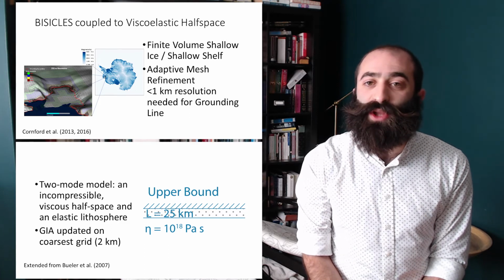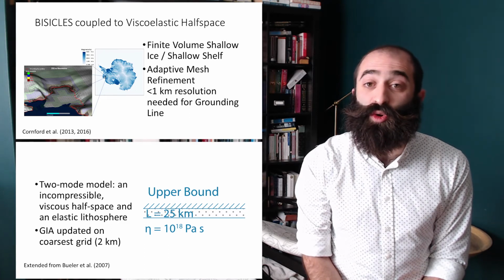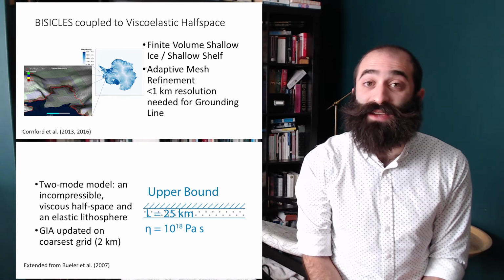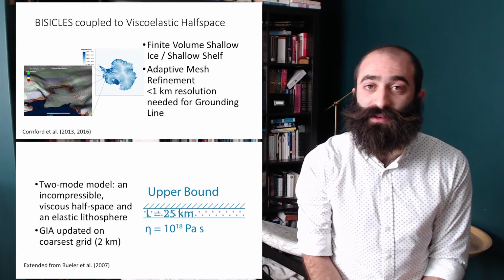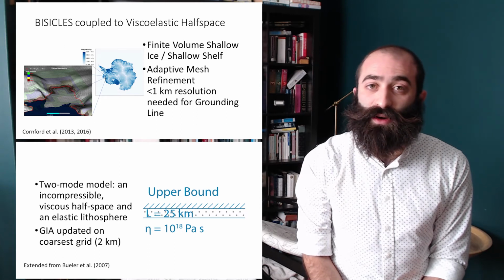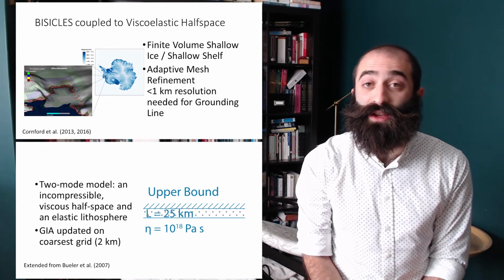To establish a plausible upper bound, which I'll abbreviate UB, on the magnitude of the viscoelastic feedback, we choose a viscosity of 10^18 Pascal seconds with a 25-kilometer lithosphere, on the lower end of rheological inferences.